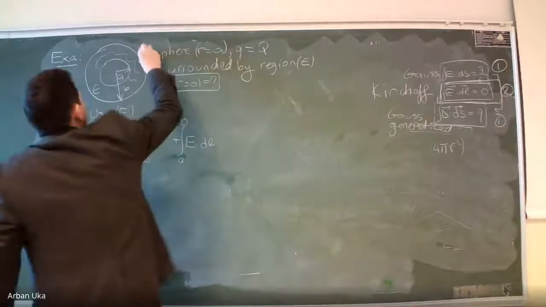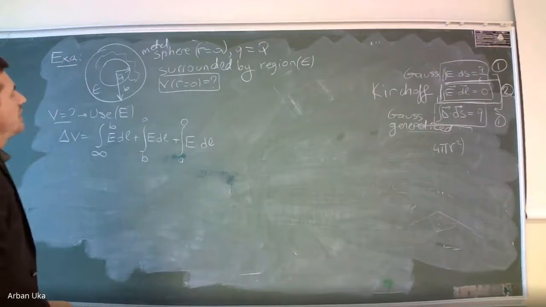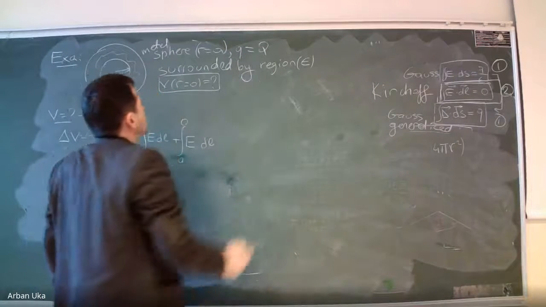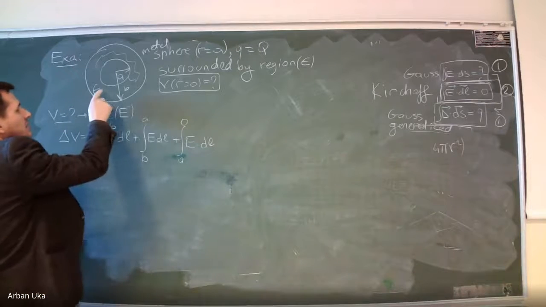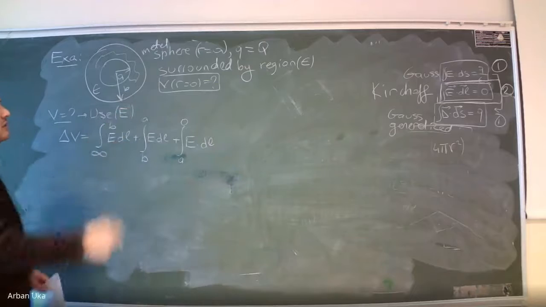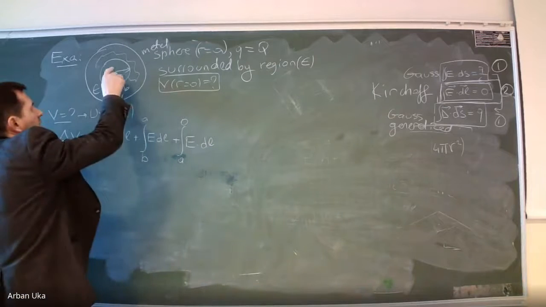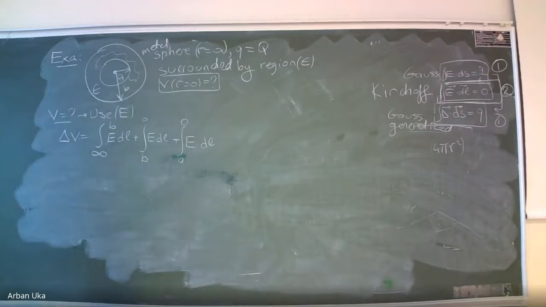Suppose that we have a metal sphere with radius A and with free charge Q, which is capital Q. This is how we denote this. It is surrounded by a region which has some permittivity epsilon, which is given over there. The question is to find the potential at the center of this metal sphere.